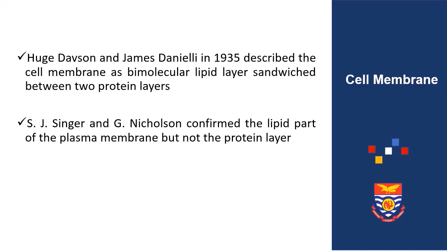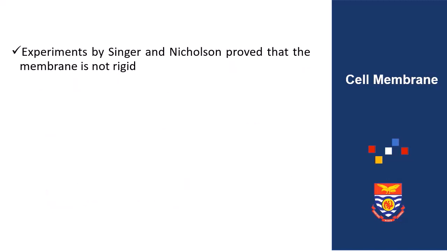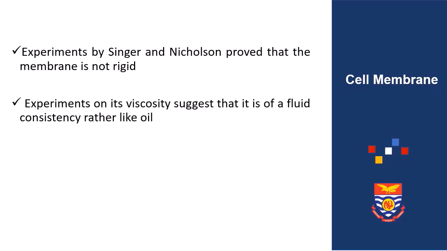And so Singer and Nicolson proposed the fluid mosaic model of the plasma membrane. According to them, the membrane proteins take the form of globules inserted at various points of the bilipid layer in a mosaic pattern, but not as described by Davson and Danielli. Further experiments by Singer and Nicolson proved that the cell membrane is not rigid, and so they carried out viscosity experiments on the cell membrane, and they suggested that the cell membrane is of a fluid consistency.